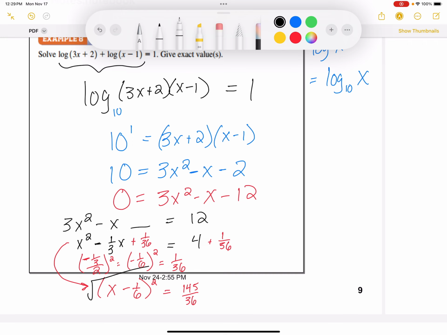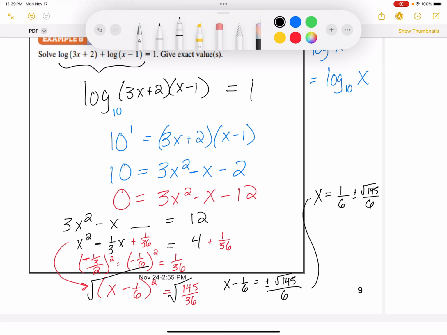And then I'm taking the square root of both sides. So that's x minus 1/6 equals plus or minus. Let's see if that gives me a nice number or if it's something terrible. It's something terrible. So I'm going to just say the square root of 145, and then that's over 6. So your final answer would be x equals 1/6 plus or minus the square root of 145 over 6.